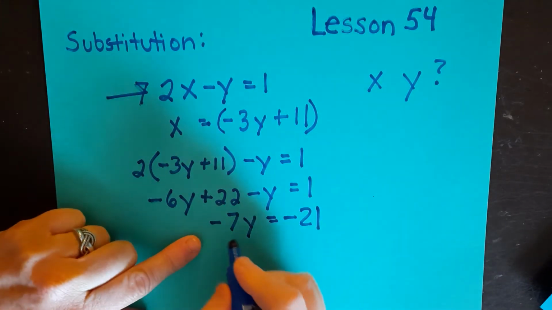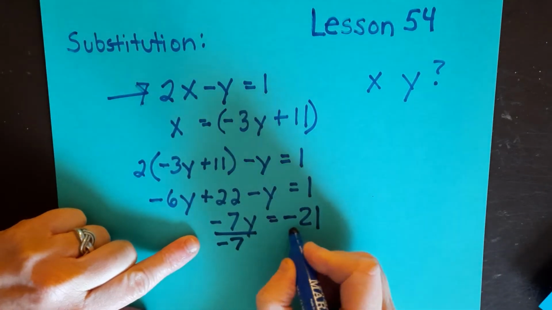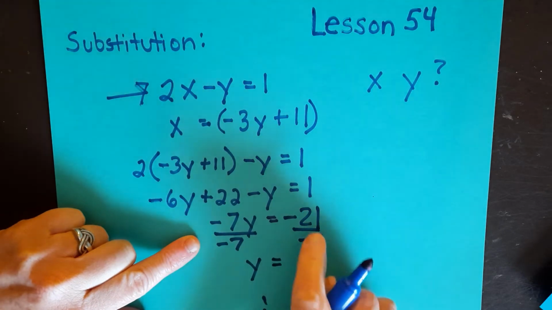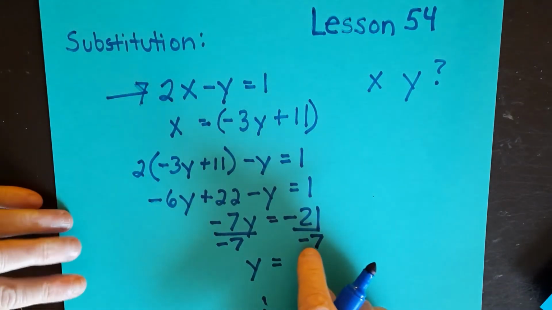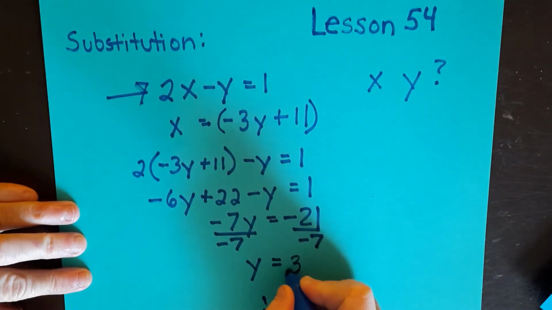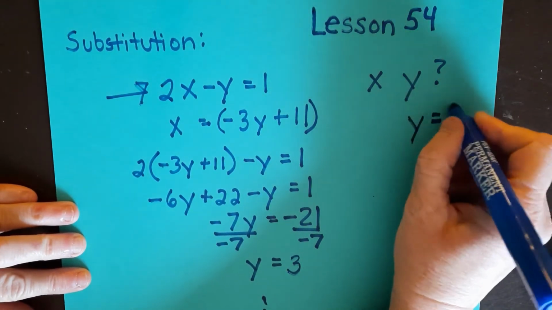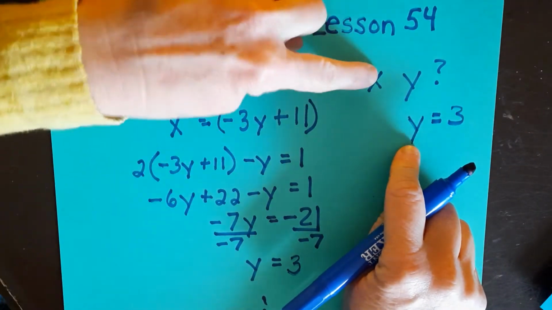Now we're going to divide each side by negative 7. That gives us just y. And negative 21 divided by negative 7 is 3. So y equals 3. So we went ahead and solved. We have what y equals. How do we figure out what x equals?